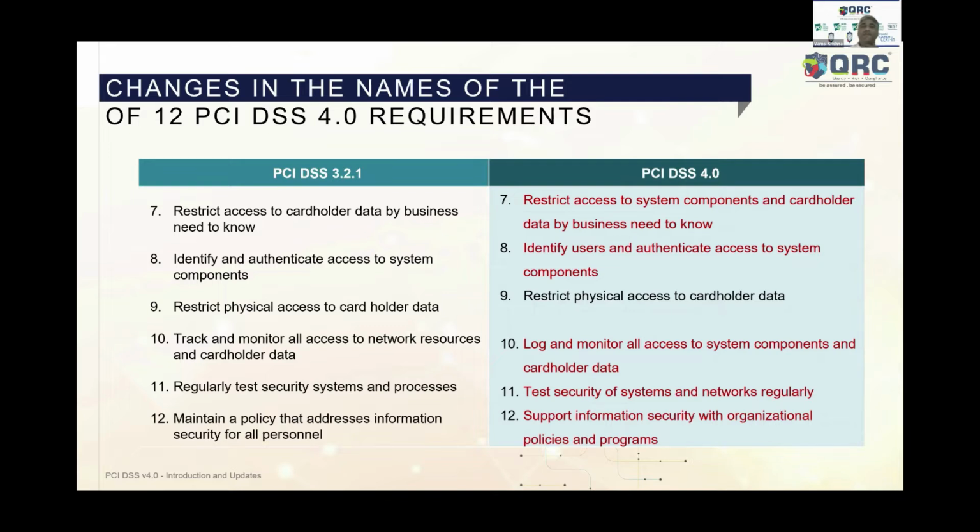So earlier it was only focused on network resources, but now it is log and monitor all access to system components and cardholder data. Further, the 11th requirement of 3.2.1 is regularly test security systems and processes. Now they mention test security of systems and networks regularly. And very important, the last one is maintain a policy that addresses information security for all personnel. But now it is more about supporting information security with organizational policies and programs.